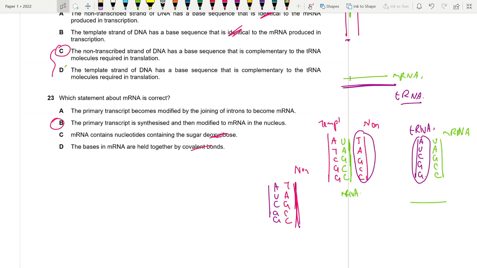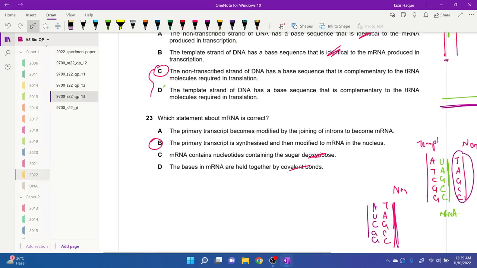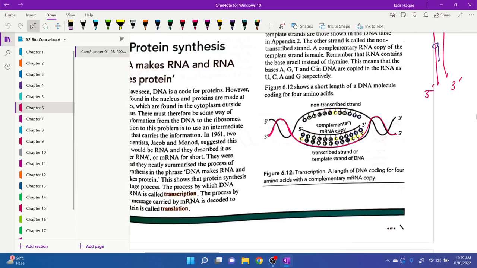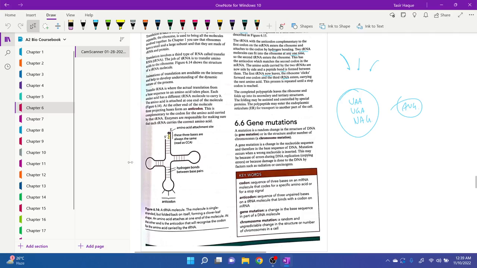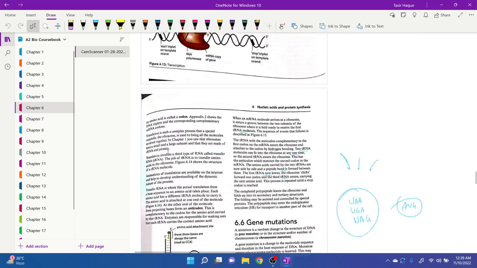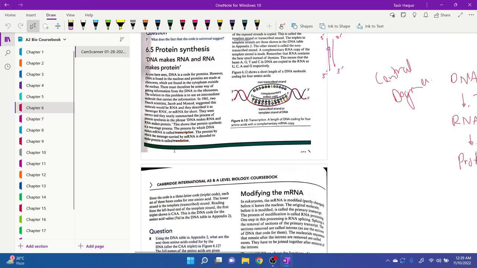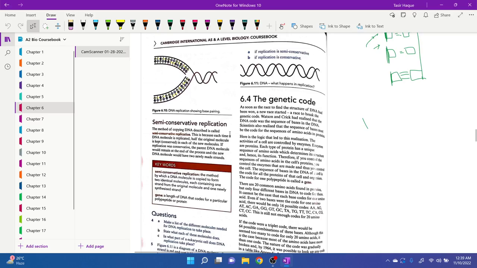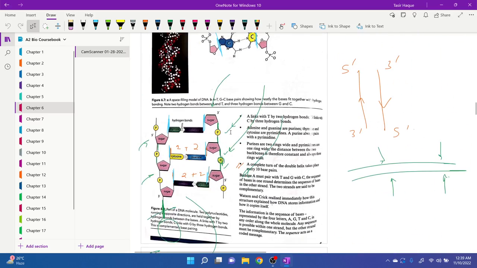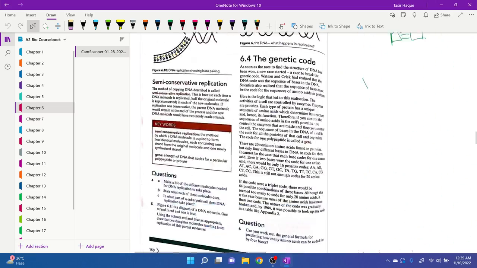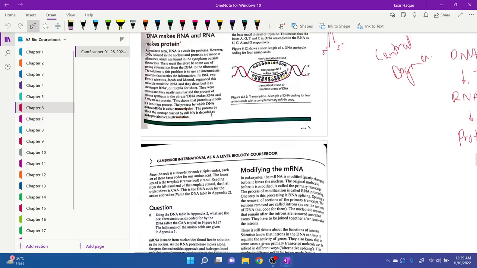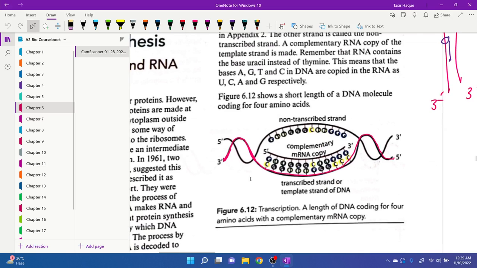The bases are held together. Which bases are they talking about, though? Nitrogenous bases, right? So basically mRNA. Where are they talking about, though? Like here, the bases are held together by hydrogen bonds.